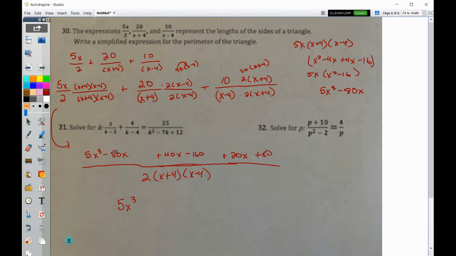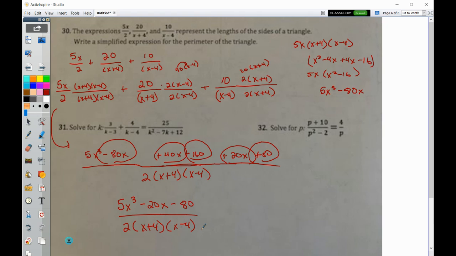There's no x squareds here. I was expecting one, but I don't see any x squareds. But I do have a minus 80x plus 40x plus 20x. So if you do minus 80, then plus 40, and then plus 20, that's going to be minus 20x. That leaves you with the only thing you have left here, this minus 160 and a plus 80. Negative 160, positive 80 is going to be a negative 80, all over 2(x plus 4)(x minus 4).